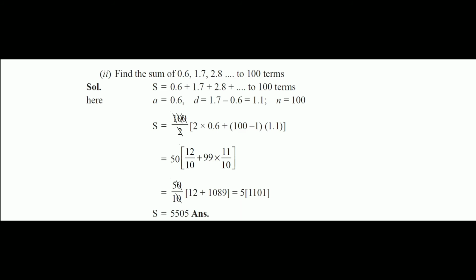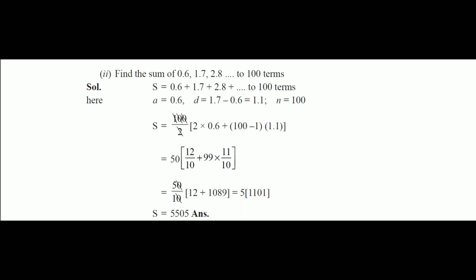Here A is the first term 0.6, D the common difference is T2 minus T1, that is 1.7 minus 0.6 equal to 1.1, and n, the number of terms in the question, is 100. We substitute the values. We have n by 2 means 100 by 2, bracket 2A means 2 into 0.6 plus n minus 1, 100 minus 1 into D, 1.1. Here we have simply put the values.